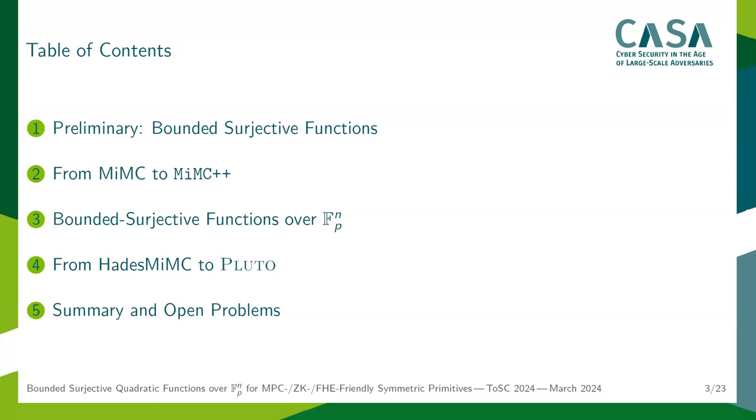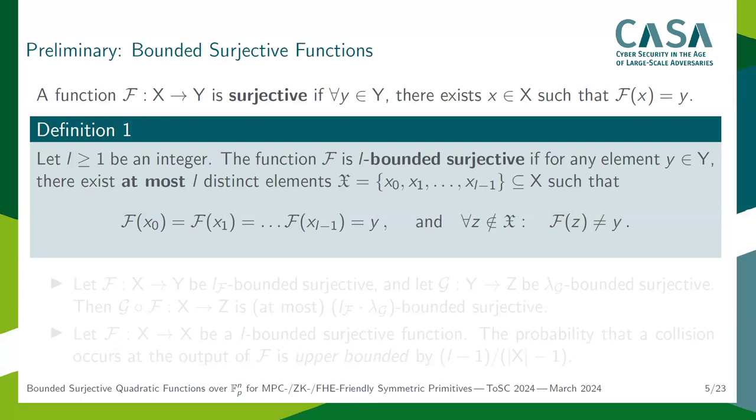I guess every one of you knows what a surjective function is. We have a function and every output admits at least one preimage, so we have a lower bound on the number of preimages. What I want is an upper bound on the number of preimages. So I say that a function is L-bounded surjective if every output admits at most L preimages.